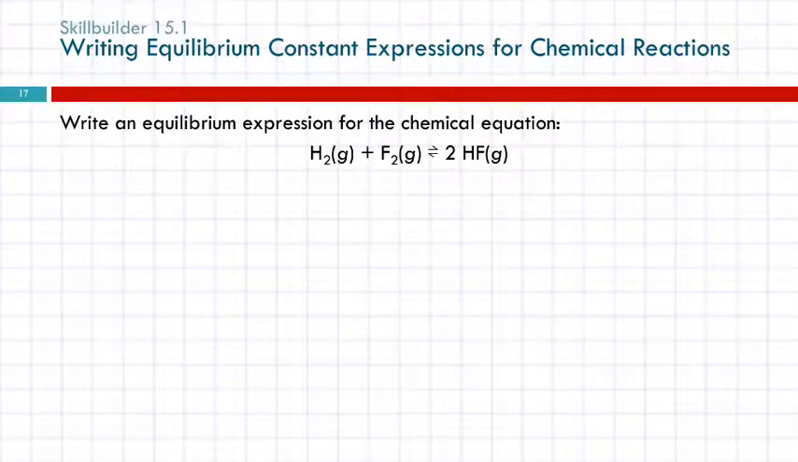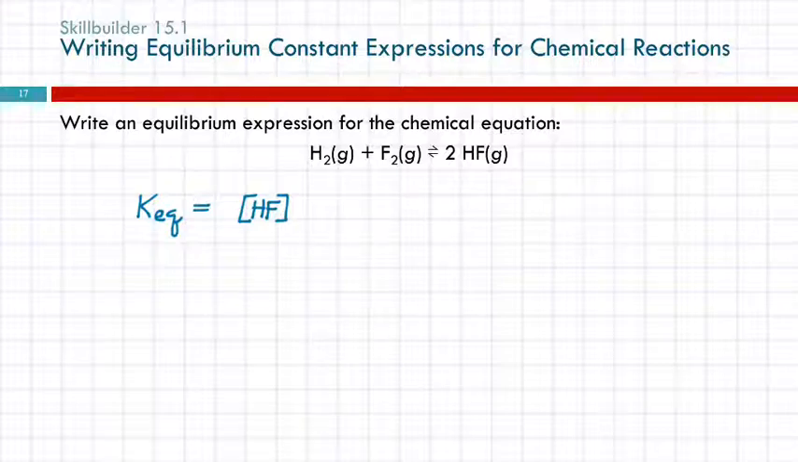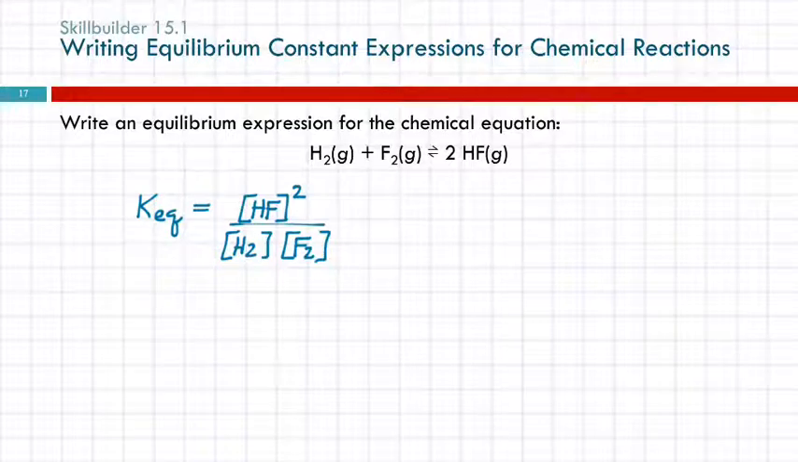So let's write an equilibrium expression for this one. So KEQ, it's products over reactants. So the product is HF. So we put its symbol in brackets, meaning the molar concentration. And what's the coefficient there? 2. So that's the exponent on this one. Divided by the reactants. Well, there's two reactants. There's H2 and there's F2. Their coefficients are implied 1s.